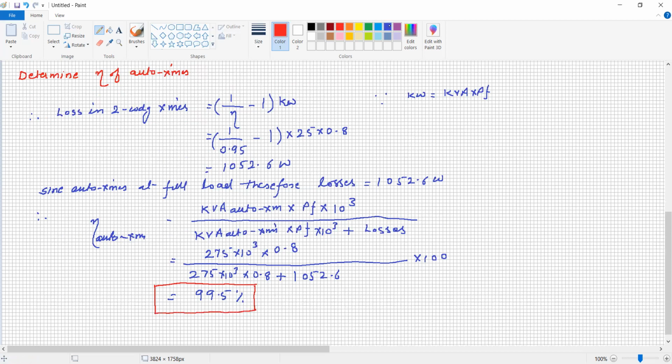So see here, if a two winding transformer is converted into an auto transformer, the kVA rating increases. So the first point is the increase in kVA rating. Second, copper saving, and third is the increase in efficiency. These are some advantages of auto transformer.